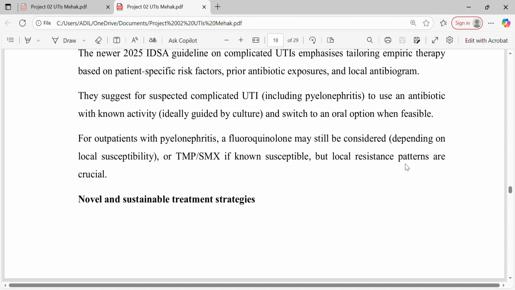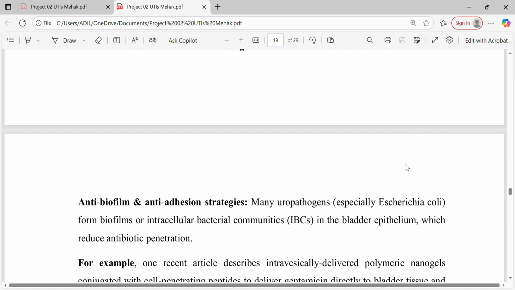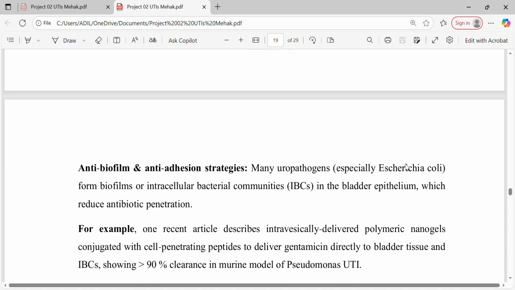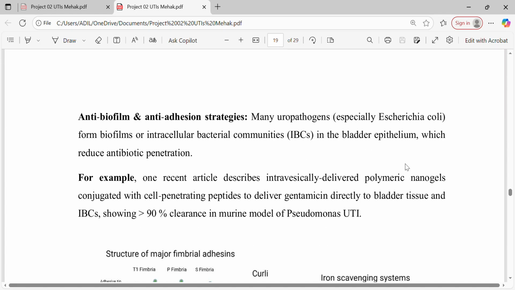Novel and sustainable treatment strategies. Anti-biofilm and anti-adherence strategies. Many uropathogens, especially E. coli, form biofilms or intracellular bacterial communities in the bladder epithelium, which reduce antibiotic penetration. For example, one recent article describes intravesically delivered polymeric nanogels conjugated with cell-penetrating peptides to deliver gentamicin directly to bladder tissue and IBCs, showing greater than 90% clearance in a murine model of Pseudomonas UTI.